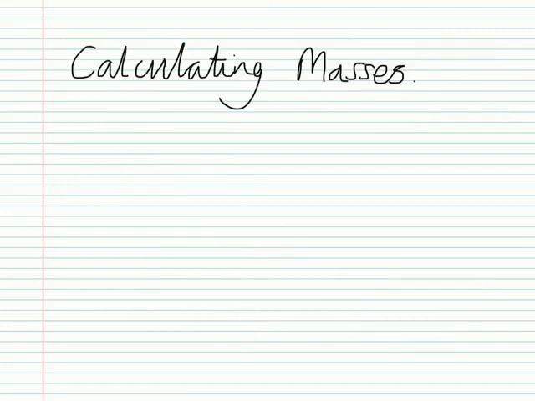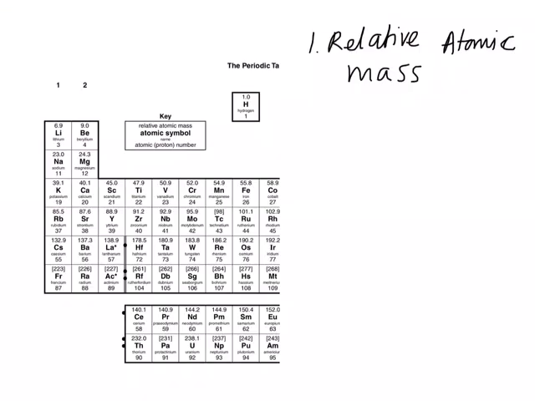This lesson is about calculating masses. There are three things you need to be able to do. The first of which is to calculate relative atomic mass, the second, relative formula mass, and the last, once you can do those two things, you can use them to calculate how much metal can be extracted during different reactions.